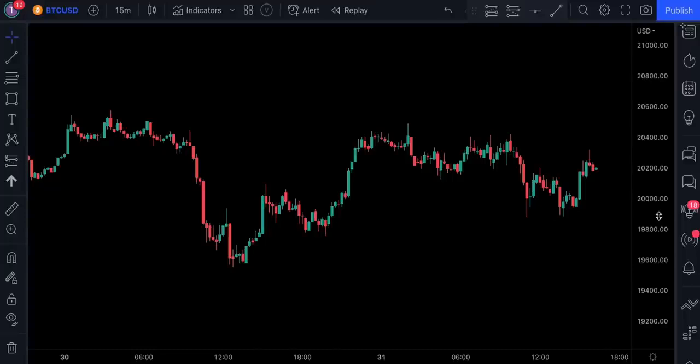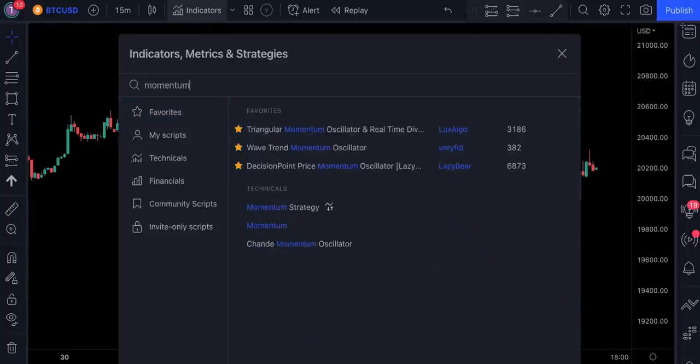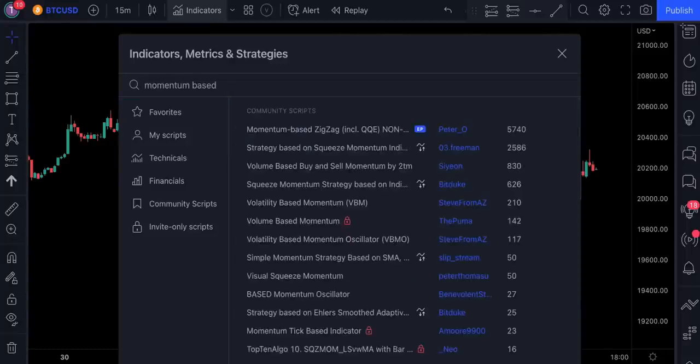And now let's go and search for our magic indicator. This tool is called momentum-based Zigzag. Momentum-based Zigzag non-repainting by Peter_Rowe. Make sure you add it to your favorites.